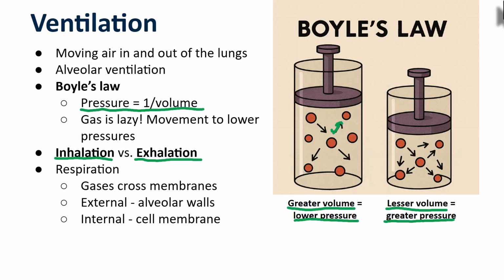Ventilation is something that we need to contrast with that of respiration. Oftentimes, these concepts are confounded. Respiration is when we have gases cross membranes. So within the body, we have external respiration. With external respiration, that's the movement of gases such as carbon dioxide, oxygen, amongst others, across the walls of the alveoli. There's also internal respiration, which is when we exchange gases across the plasma membrane of a cell.